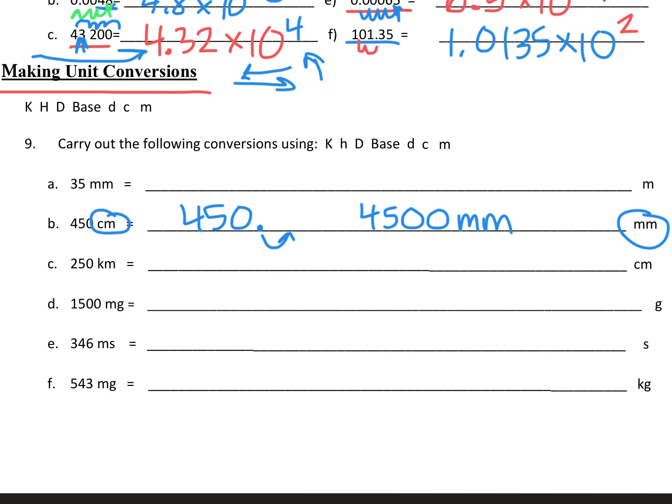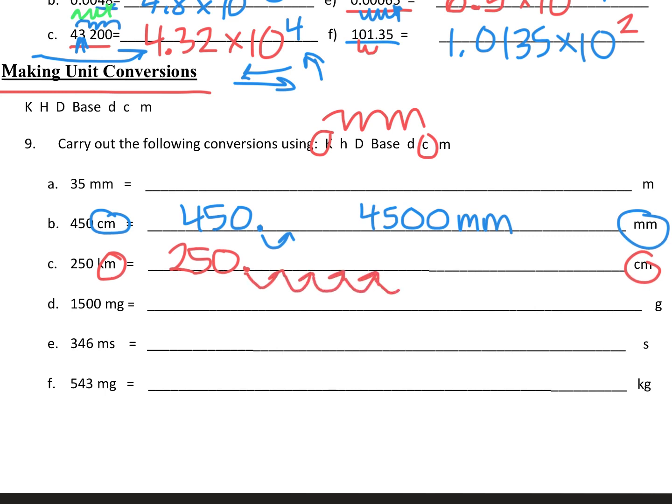The next one is 250 kilometers. You want to go to centimeters. Okay, so kilo to centi. Kilo is here, centi is here. 1, 2, 3, 4, 5 to the right. If I have 250, I can assume the decimal's at the end of the number. So I'm going to move 1, 2, 3, 4, 5 to the right. So that's 1, 2, 3, 4, 5 zeros added.